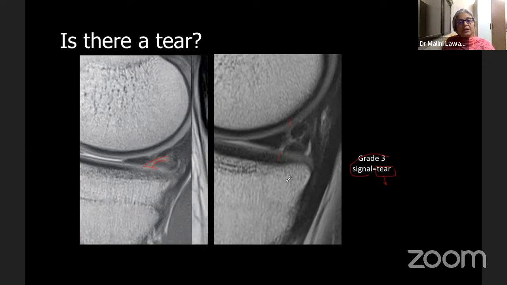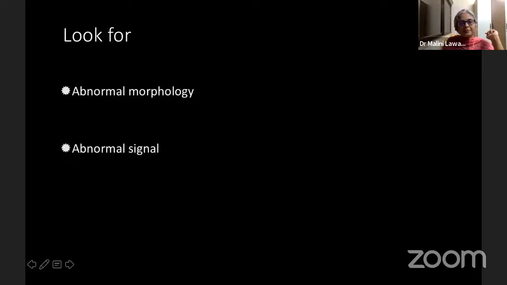So unequivocally, linear bright signal in the meniscus reaching the articular surface is a tear. If you have to think too much, is it reaching or is it not reaching, then probably it's not reaching. Also make sure you look at the signal on multiple planes, on the sagittal as well as the coronal, to confirm it is or it is not reaching the articular surface.